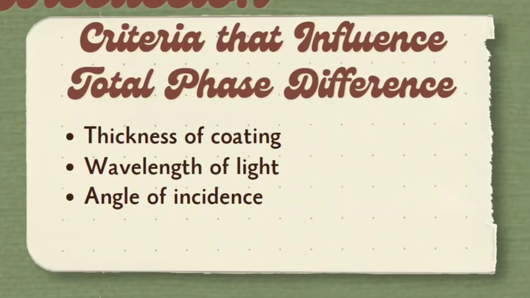lens. The overall phase difference between light rays reflected on an AR coating and those on the lens is influenced by several factors, one of them being the thickness of the AR coating, which is typically designed to be a quarter of the wavelength of the target light within the coating material.